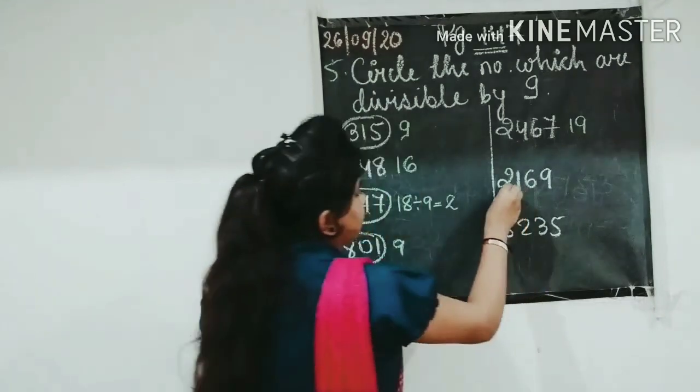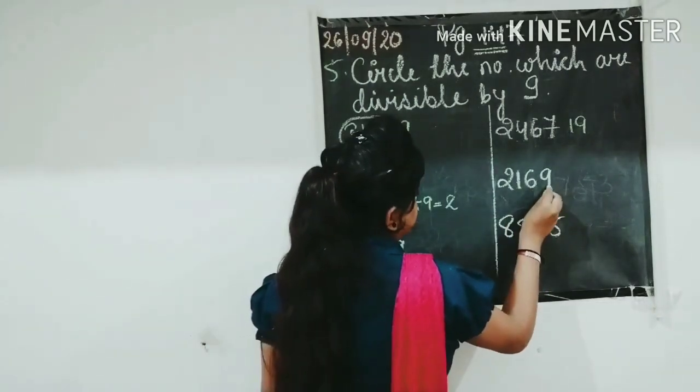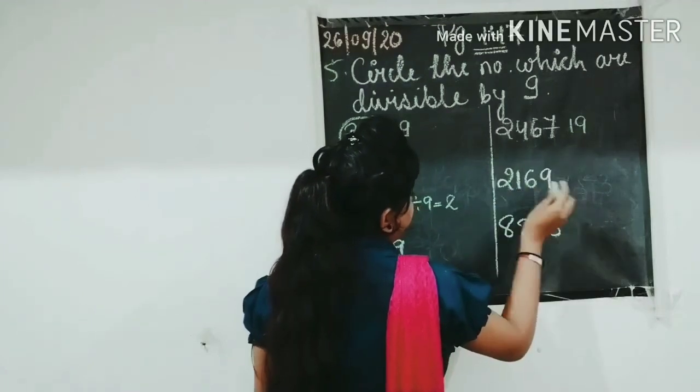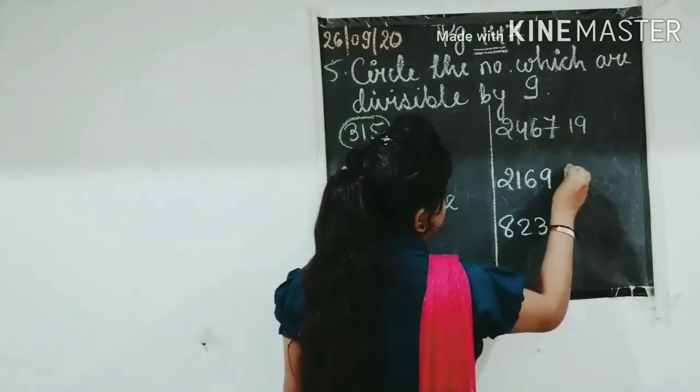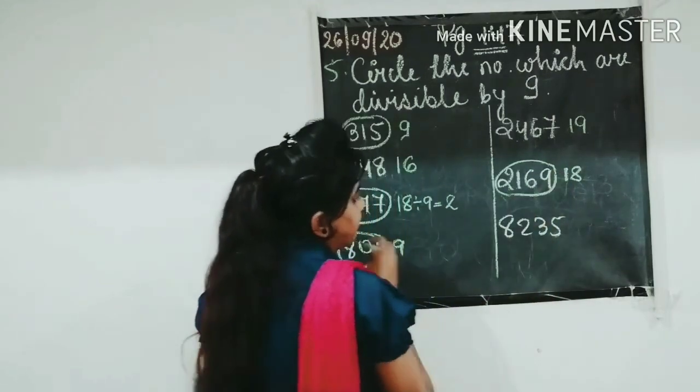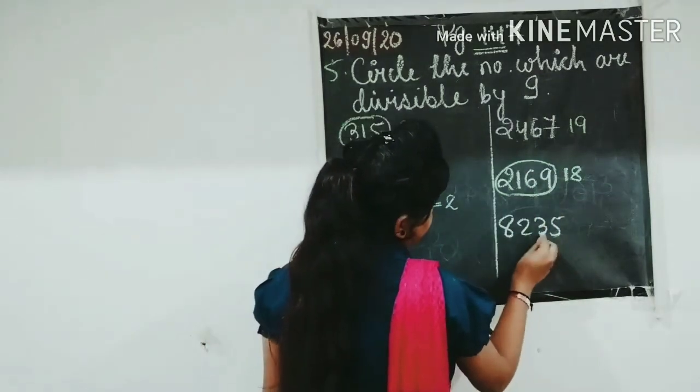Next number is 2169. 9 plus 1 is 10. 10 plus 6 is 16, and 2 makes 17, 18. 18 is divisible by 9. So circle the number. Last number is 8235.